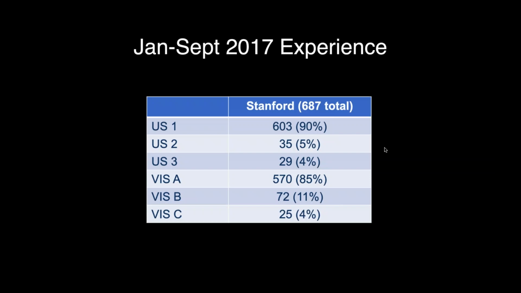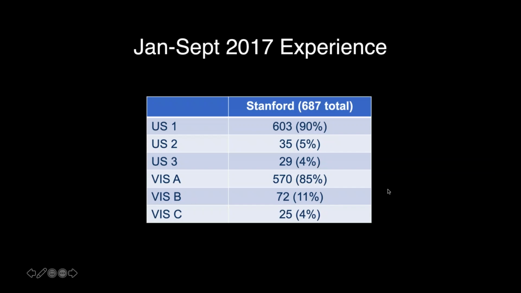So I just want to briefly talk about some of our experience with ultrasound LI-RADS. When we first introduced this in 2017, we looked at our experience for the first 9 months. And what we found was that the majority of our ultrasound exams were coded as ultrasound 1 negatives and visualization A. So the majority of exams actually have good visualization, and only a minority, 4%, were visualization Cs, 11% were visualization Bs.